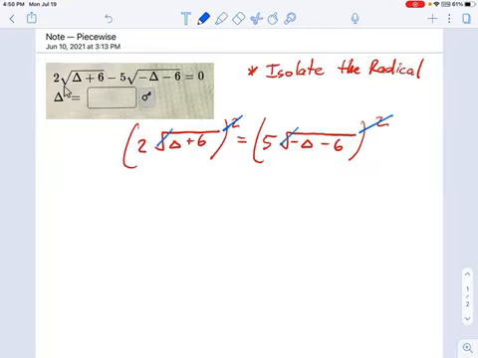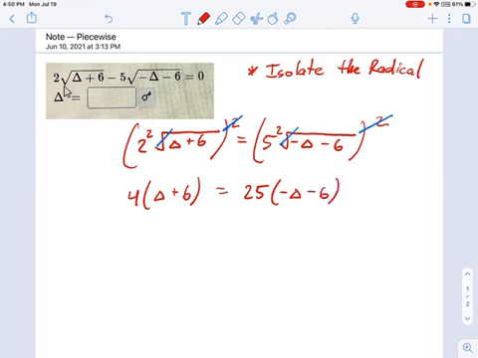But you have to be careful because there's a number in front of the radical sign. So what this really turns into is 2 squared and 5 squared, okay? When you do something like this, I'm squaring something that has two things multiplied together. Remember what that is? That's a squared times b squared. So don't forget to square everything that is inside those parentheses. So let's keep going with this. 2 squared is 4 times delta plus 6 equals, well, 5 squared is 25 times negative delta minus 6.